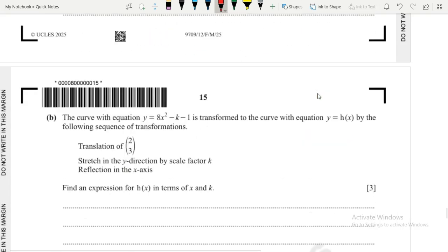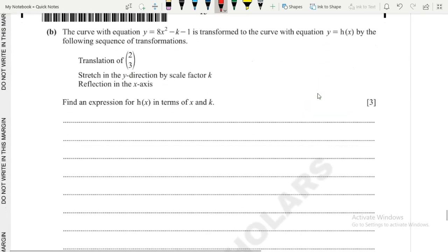Now they're asking us: the curve with the equation y equals 8x squared minus k minus 1, which is the equation we just found, is transformed to the curve with the equation y equals h of x by the following sequence of transformations. The translation of plus 2 and plus 3. You should remember that for the horizontal axis, the translation is actually the opposite of what we write in the equation. So if it is the plus 2 vector here, it becomes minus 2 in the equation, and y is the same as we write in the vector form.